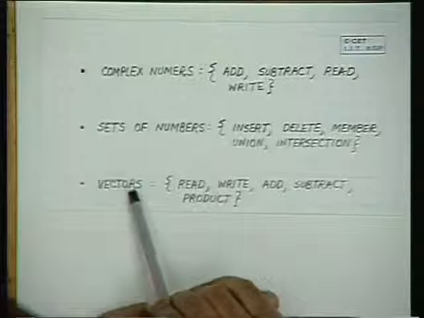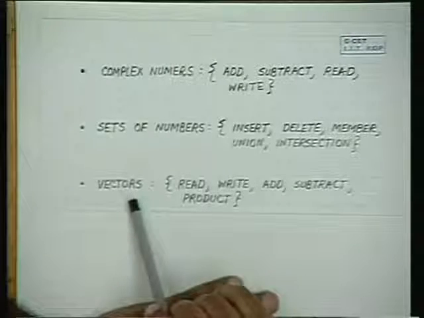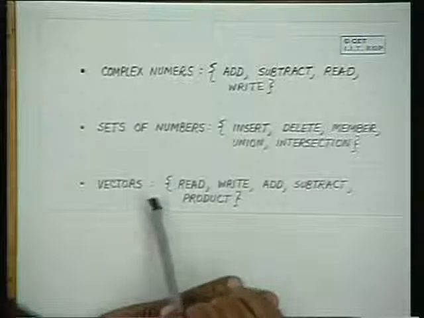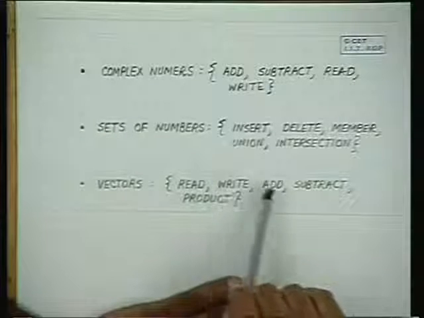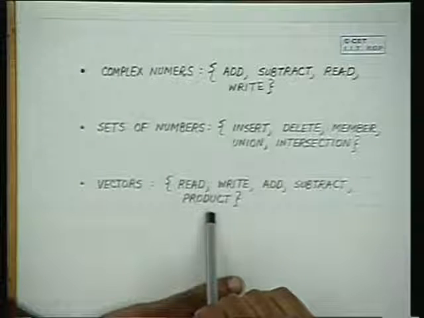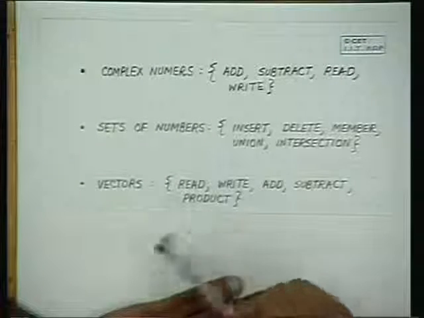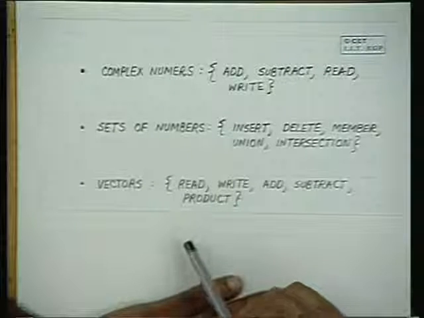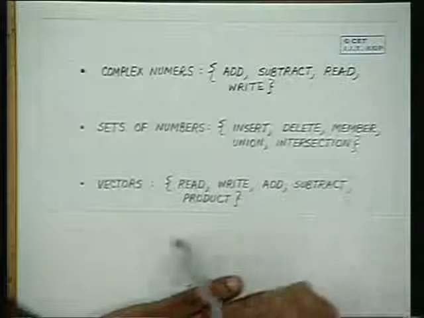Let's see another one. Vectors. You can define vectors and each vector may be parameterized by the size of that vector, and then read a vector, write a vector, add 2 vectors, subtract 2 vectors, take a dot product of 2 vectors. So similarly you can define a data structure for this and you can imagine how you will implement this.